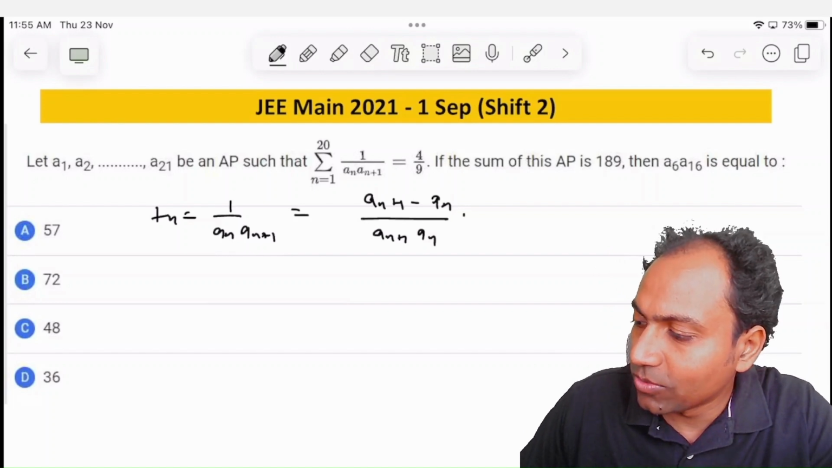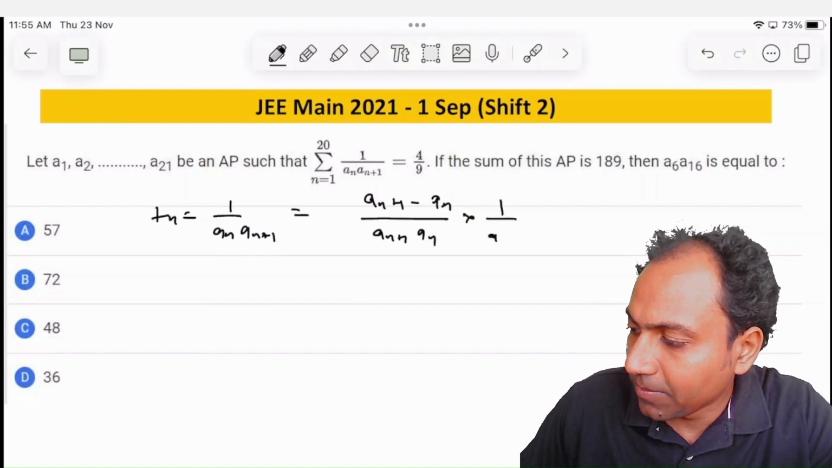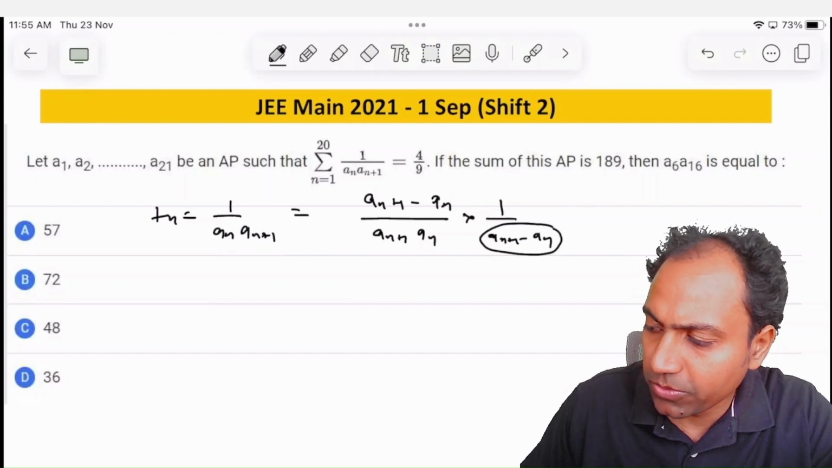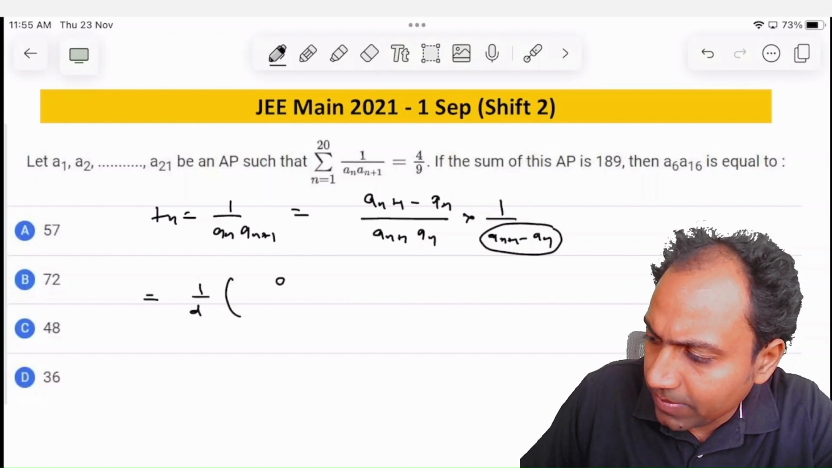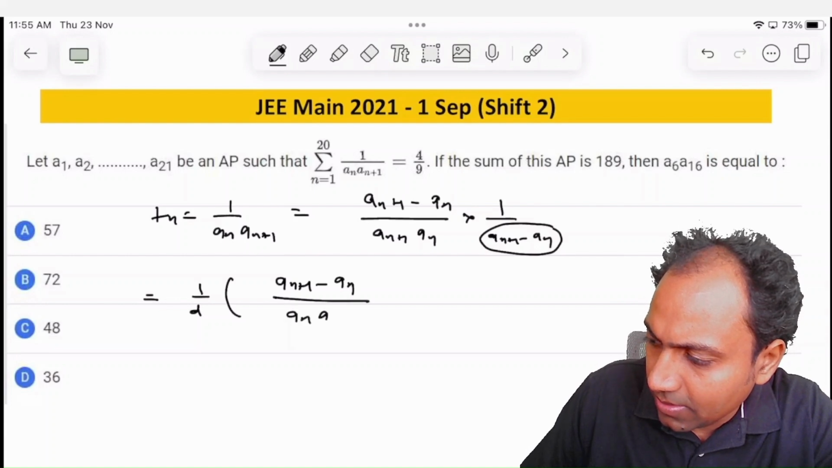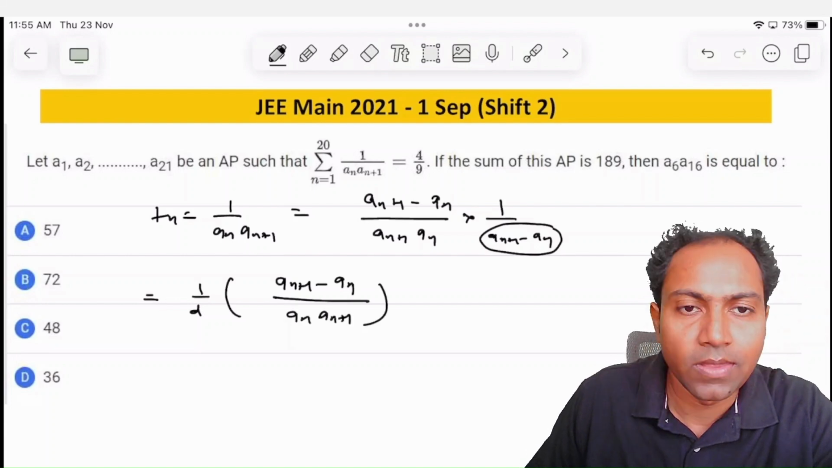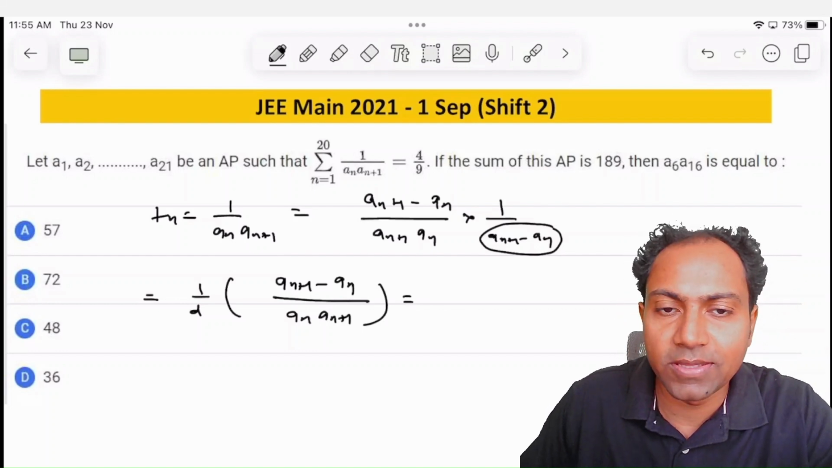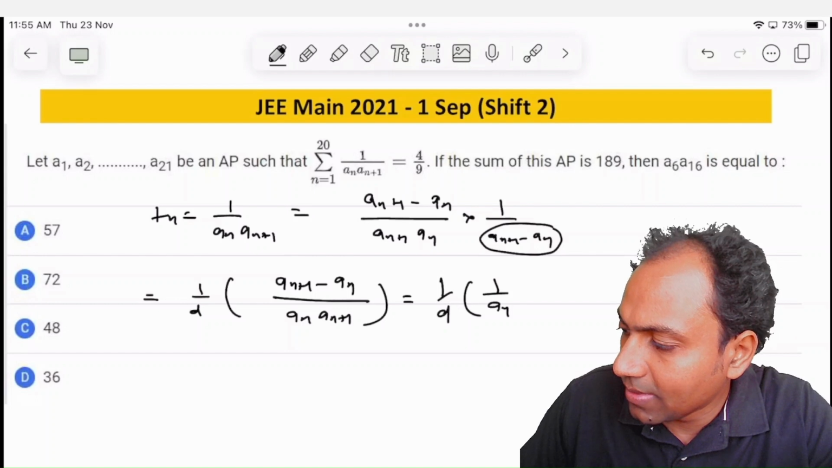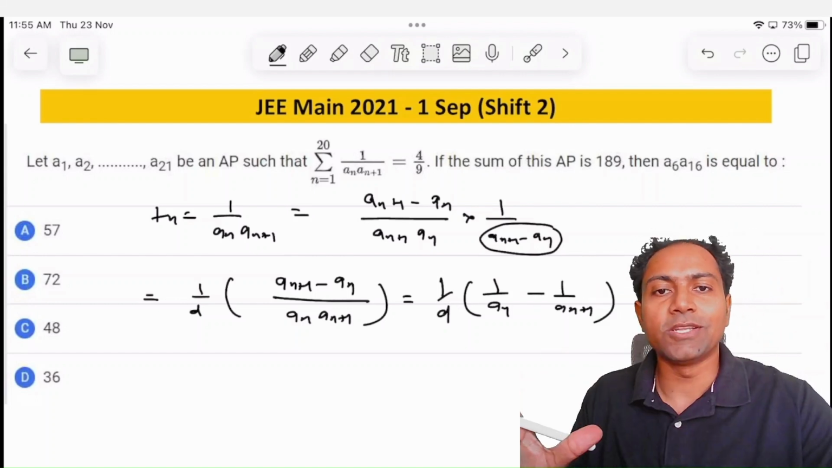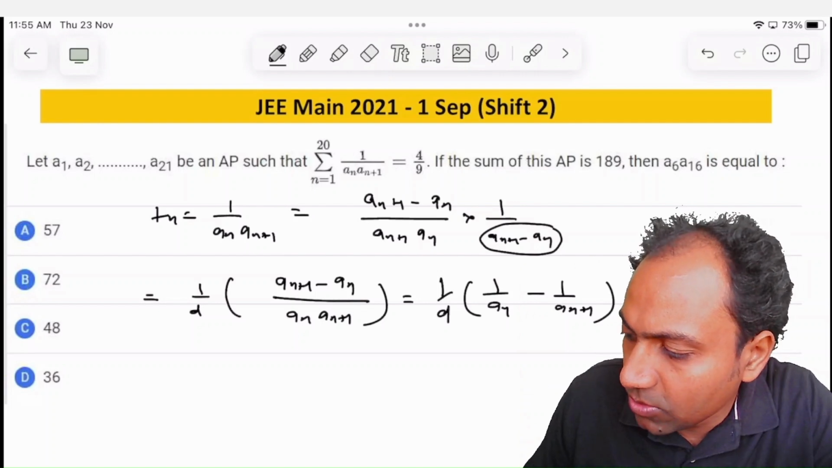So what I can do is multiply them by a_n plus 1 minus a_n, and this denominator term will become equal to d. So this we can write as d and take it out. It becomes (a_n plus 1 minus a_n) by a_n into a_n plus 1. And now if I simplify this, this becomes 1 by d times (1 upon a_n minus 1 upon a_n plus 1). If I write the whole series using this concept, this is how this series looks like.